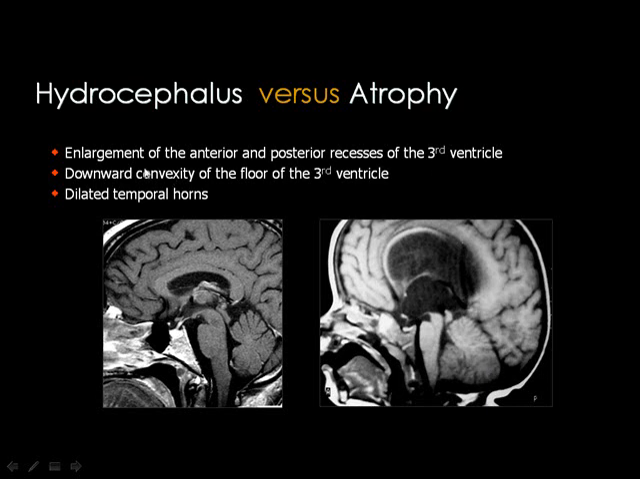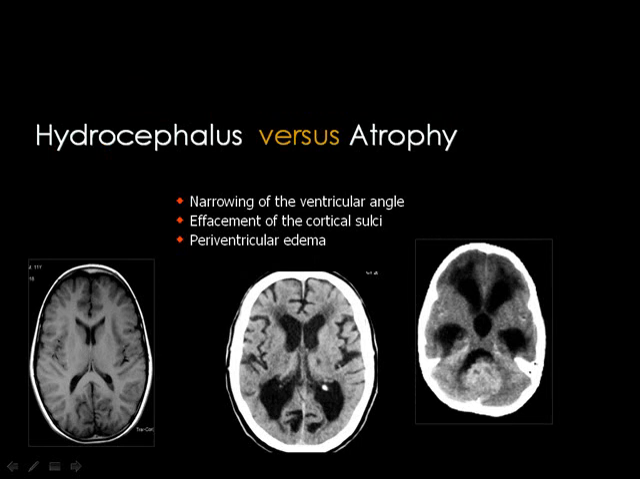These findings include enlargement of the anterior and posterior recesses of the third ventricle. You see the third ventricle is ballooned. Here are the anterior recesses, and here the posterior recess. Then downward convexity of the floor of the third ventricle. The third ventricle, the floor is almost horizontal, and in this case you can see there is bulging or sagging of the floor of the third ventricle. And of course the dilatation of the temporal horns helps also to discriminate between atrophy and hydrocephalus.